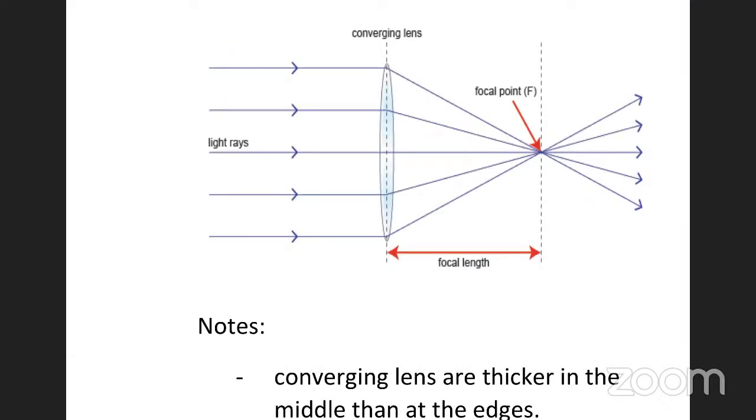We need to know the principal axis. That's this middle imaginary line going through the optical center. From the optical center to the point where all the rays are focused, or where all the rays converge, that distance is called your focal length. So all these rays, when they enter the convergent lens, converge to a point. That point is called the focal point, and the distance from the optical center to the focal point is called the focal length.